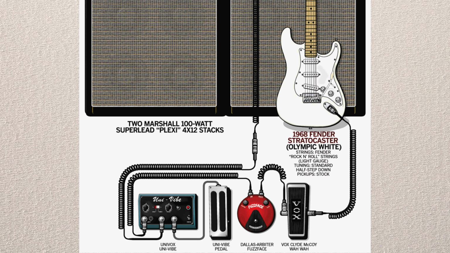Now, I know what a lot of people think about this particular position. It tends to be that when you put the fuzz before the Uni-Vibe, it tends to be thought of as the more classic way to wire a Uni-Vibe because that's how Jimi Hendrix used it.